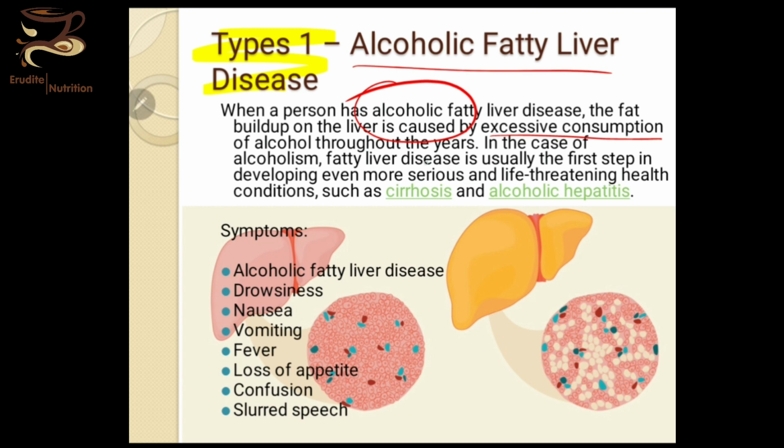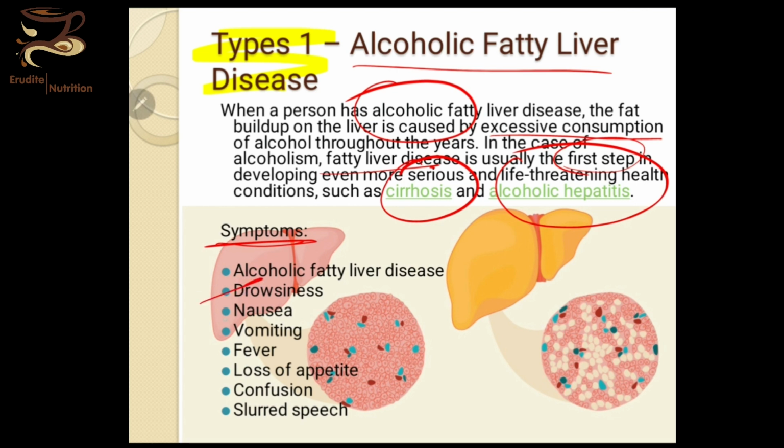So the cycle goes like this. Fatty liver disease is usually the first step in developing even more serious, life-threatening health conditions such as cirrhosis and alcoholic hepatitis. So what are the main symptoms after developing an alcoholic fatty liver?